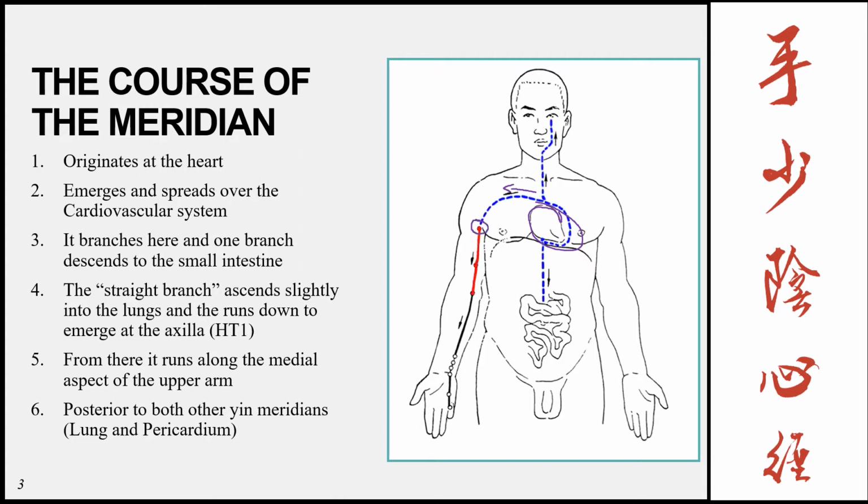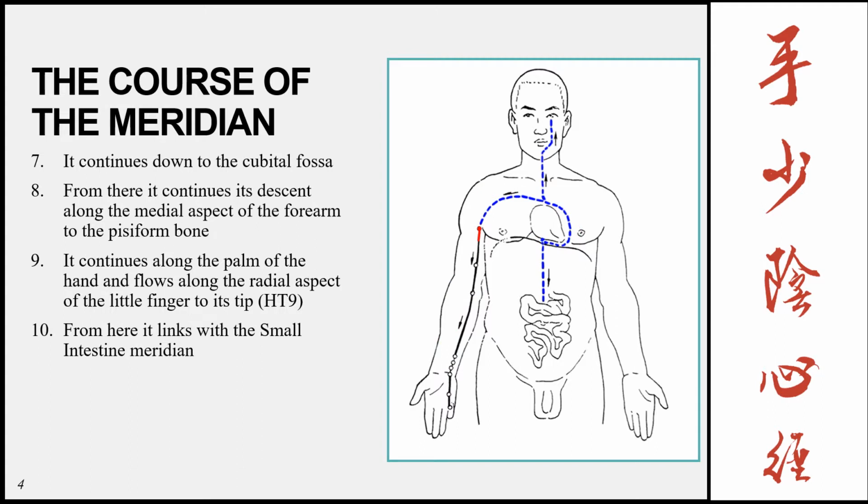It then runs along the medial aspect of the upper arm down to the cubital crease, and it is the most posterior of the 3 meridians. So the 2 other yin meridians, the lungs would run here, and the pericardium would be running around here. So this one would be the most posterior of the 3 yin meridians.